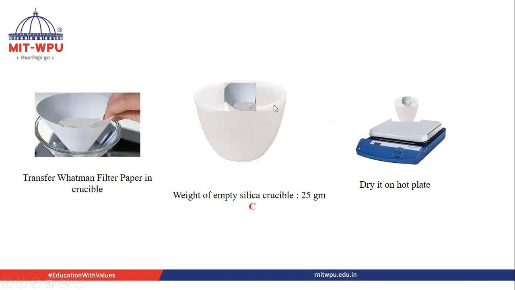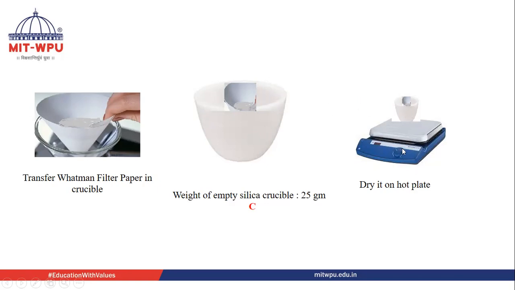We have to weigh this silica crucible. That means the empty weight we have to note. For example, I label it as C, and suppose this crucible is having 25 gram. The weight of crucible can change. Earlier we saw 20 gram, now suppose this crucible is 25 gram. So I will be keeping this insoluble material which is left on the surface of this Whatman filter paper into this crucible, and I will dry it.